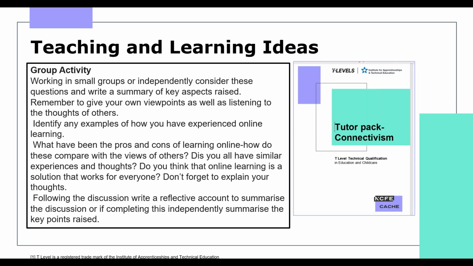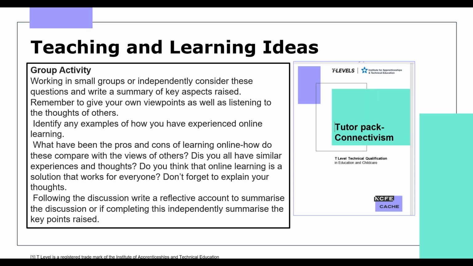Teaching and learning ideas can be found in the tutor pack available on the NCFE website to support in this area. Here is an activity that you could try right now. Working in small groups or independently, consider these questions and write a summary of key aspects raised. Remember to give your own viewpoints as well as listening to the thoughts of others.